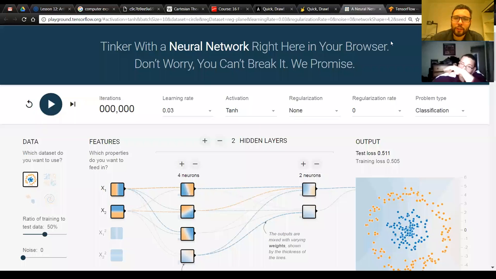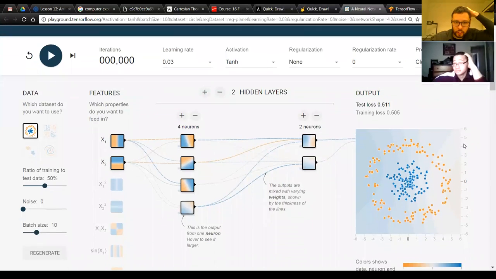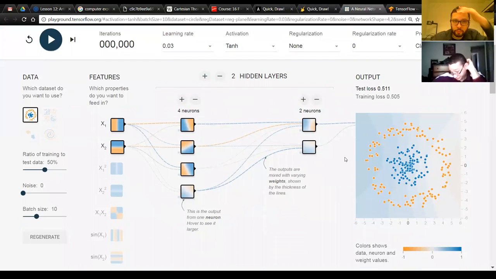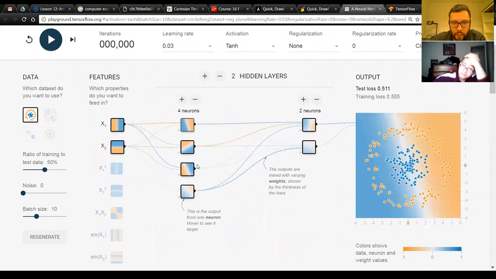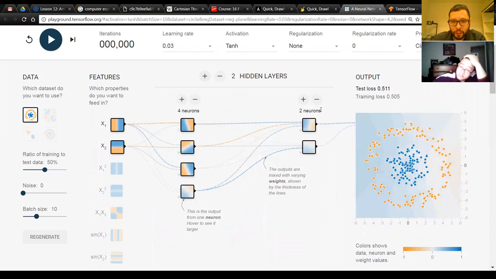And Google has given a bunch of resources for explaining how these things work. So this is the TensorFlow Playground. What this shows you is a real neural network that'll run on my browser. So this is a network. Here's the input nodes. And then you can have hidden layers. Right now this has two hidden layers. First one has four nodes, second one has two nodes.